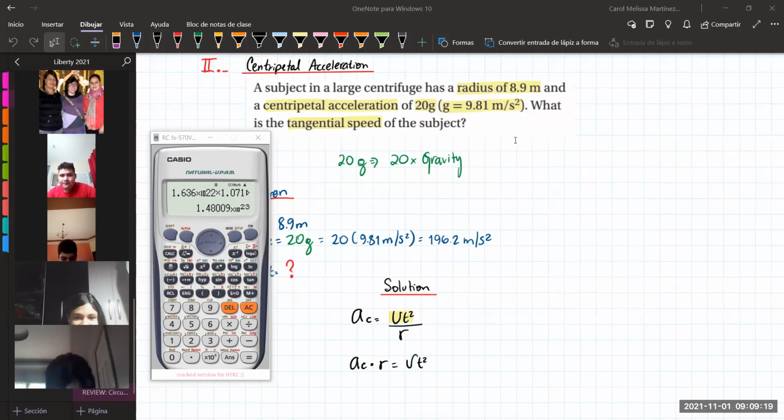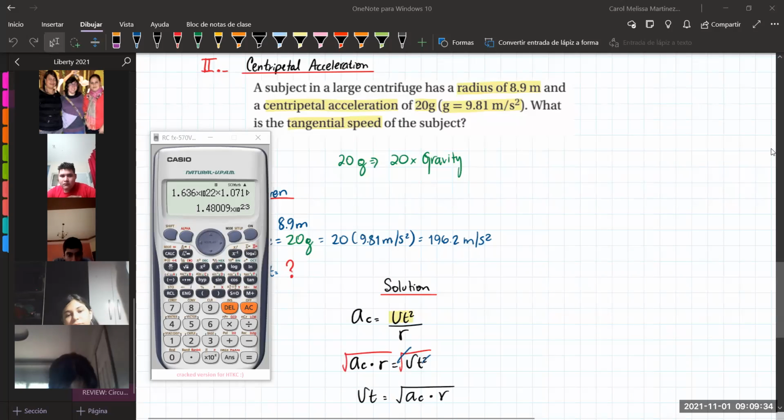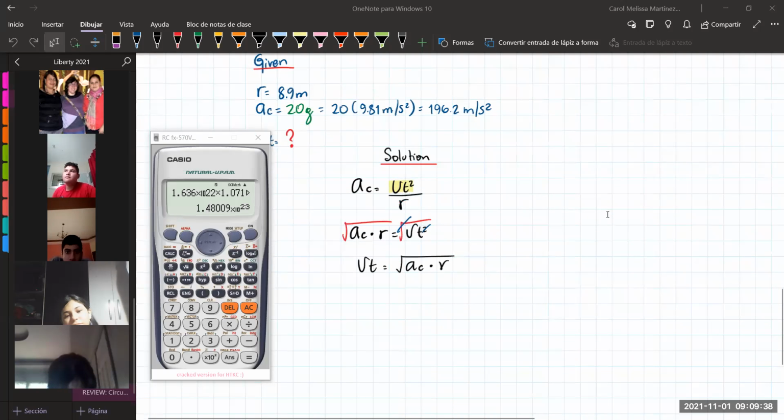And to get rid of the square, what you do is you apply the square root to both sides of the equation. So in the end, the equation to calculate VT is equal to the square root of centripetal acceleration times the radius of the circular path. All we do after is we just plug in the givens.